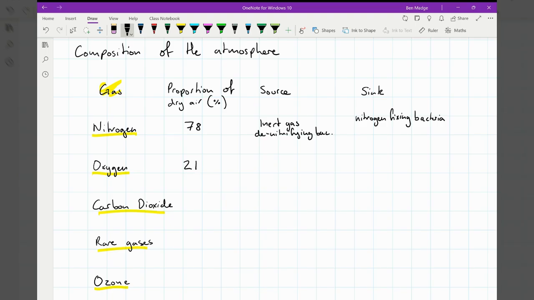Next one, then we have oxygen, which is 21%. This comes from things like photosynthesis, from photosynthesizing plants and organisms, those photoautotrophs, and then it's removed from the atmosphere via things like aerobic respiration or chemical processes like oxidation.